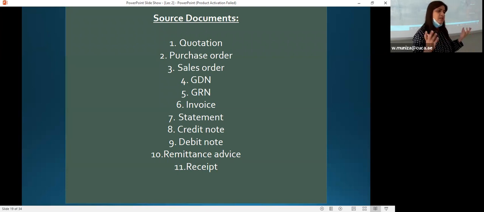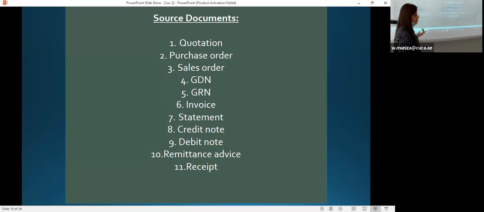So when companies require something, sometimes they give an ad. A response to that ad can come in the form of a quotation. Different suppliers are going to submit the quotation. Whichever company is going to find the best one, they are going to accept it. So that is a quotation. So quotation is one of the source documents.